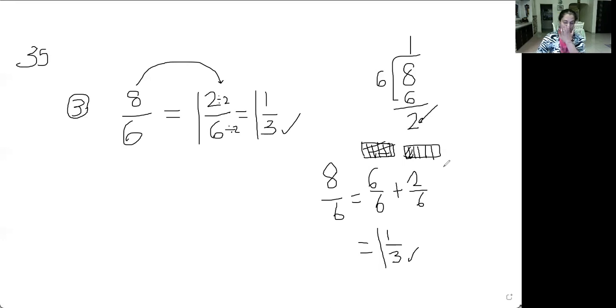This understanding is coming from Year 3. At Year 3, you would have learned how to draw or represent 8/6 as a diagram. And from there, you convert: 6/6 becomes 1, and 2/6 is 1/3. So that's how you can convert an improper fraction to a mixed number.